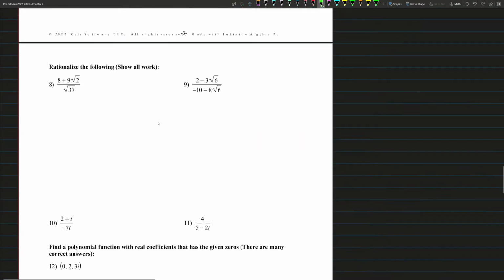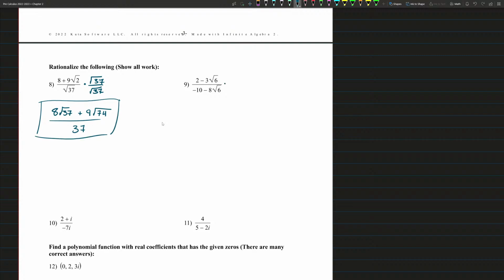Okay. Rationalize the following, show all your work. These should be really, really straightforward. For number 8, we have to multiply by rad 37 over rad 37. When you do that, you get 8 rad 37 plus 9 times rad 74 over just 37. And I'll take this. That's fine.